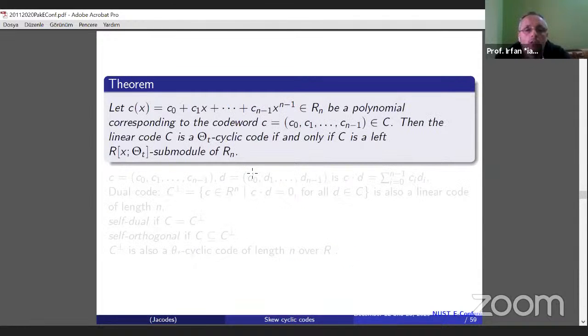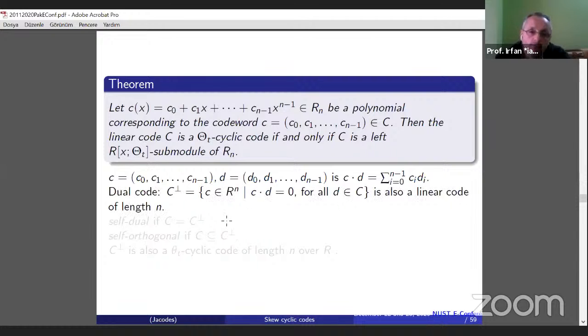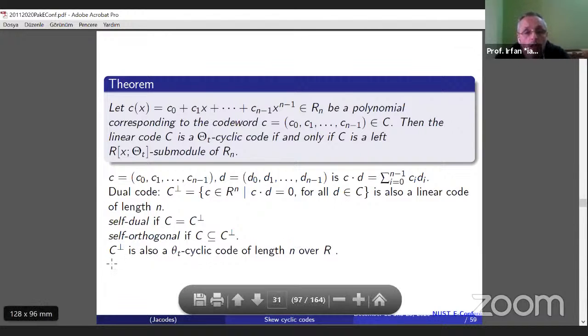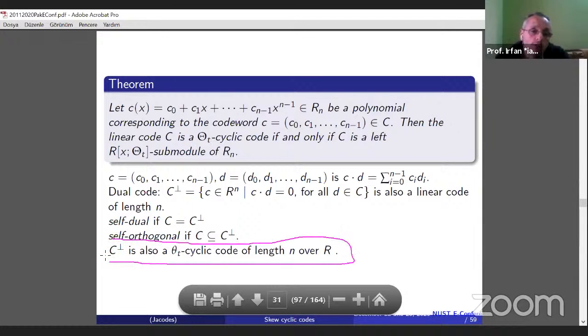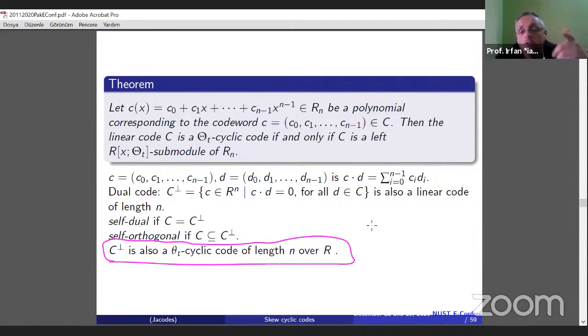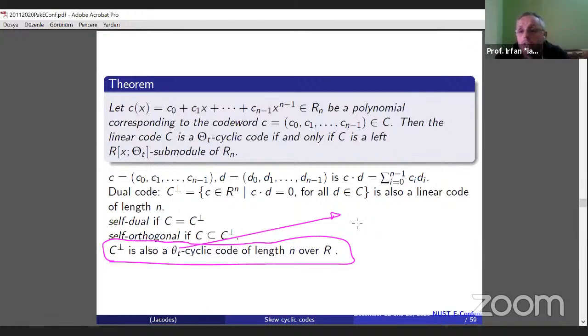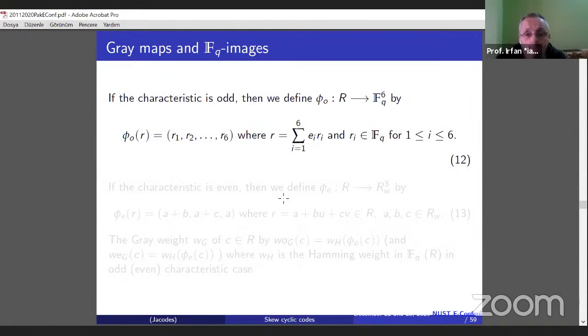Okay, so again, we define the cyclic code. I'm not going to repeat. Then we can define the dual, and self-dual if it's equal to itself, and self-orthogonal if the code is inside the dual. These are all pretty straightforward, just definitions, extensions. And the interesting part, which I may not have mentioned before, is that the dual is not only a linear code, it is also a cyclic code. In this specific case, it is also a skew cyclic code. So they are like brother and sister, as we would expect.